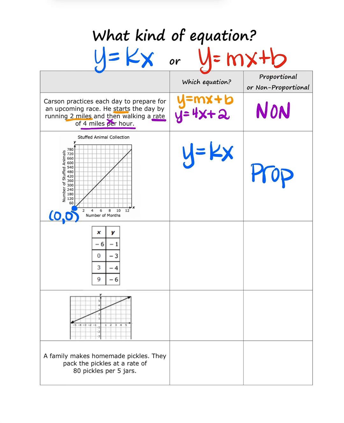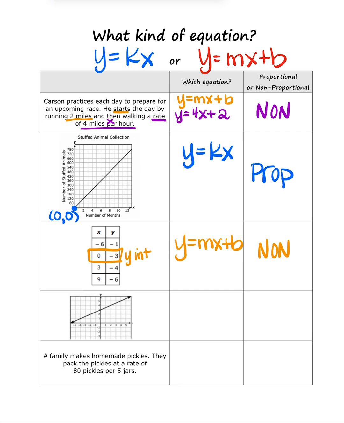All right, let's look at our next table. So when we look at this table, remember, we're looking at the pieces and we're really only caring about the 0 piece. So in this case, our 0 piece is 0, -3. So is that going through 0, 0 like this? No. So this is going to have a y equals mx plus b equation. And it is going to be non-proportional because it doesn't go through 0, 0. It goes through 0, -3, and -3 would be our y-intercept.